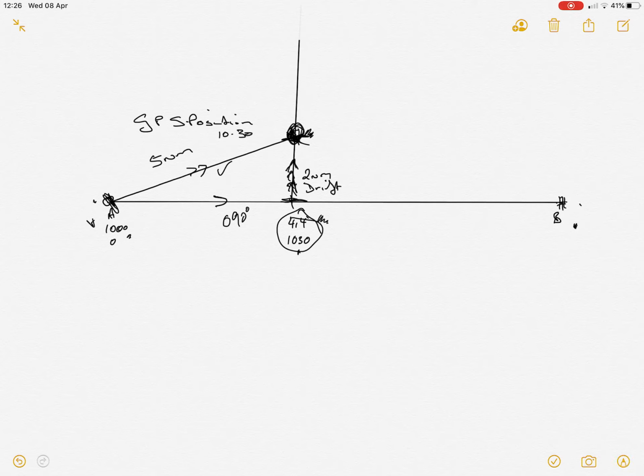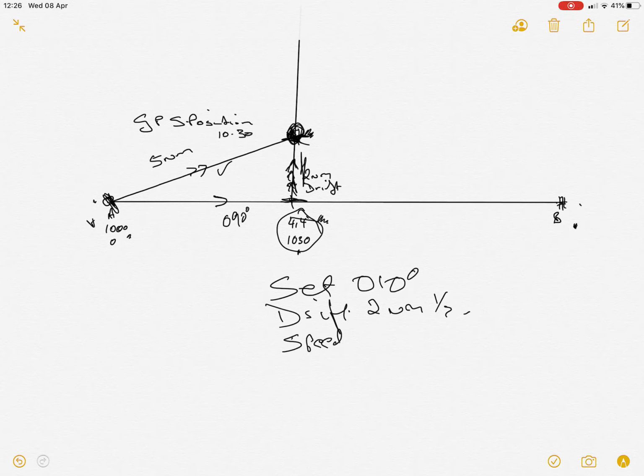So from this, I can take a bearing on this line, and I can say the set was 010 degrees. The drift was the 2 nautical miles in half an hour. So the speed or rate would be 4 knots.